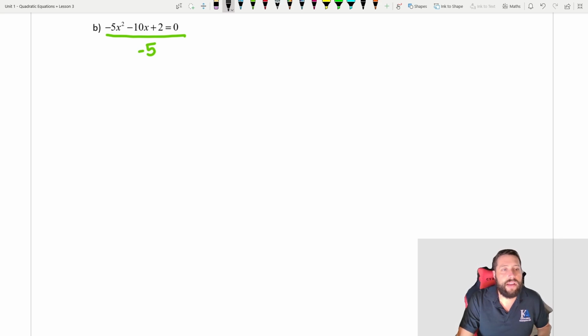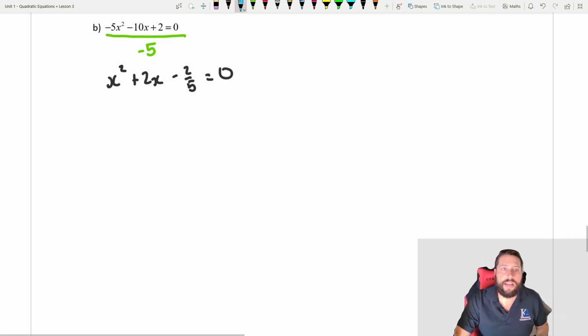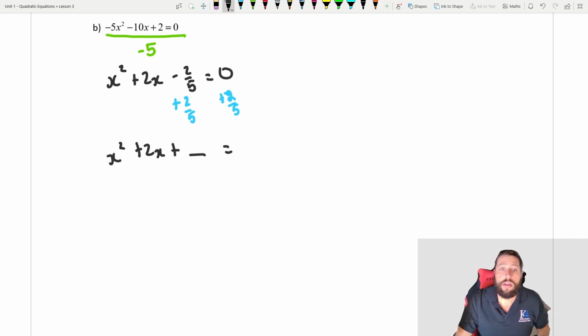So negative 5 divided by negative 5 is 1, and we have x squared plus 2x minus 2 over 5 is equal to 0. Having a fraction at the end is okay. It's the a value that's a bit of a pain for us. So we want to get rid of that coefficient in front of the a value. Okay, so what we're going to do is add 2 over 5 to both sides so that we move it over to the other side. So now we have x squared plus 2x, and then we're going to add something because we're going to complete the square, and then we have 2 over 5 plus that something.